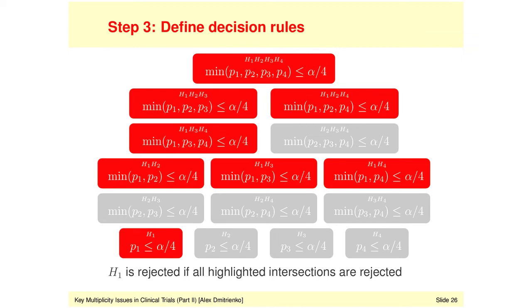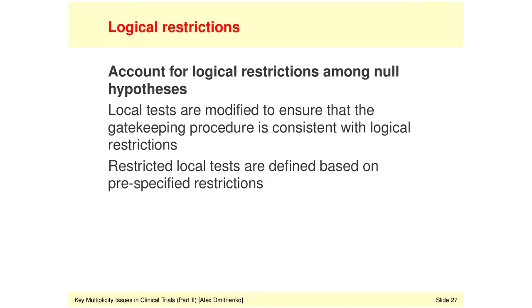They include H1, and the other intersections that do not include H1 are grayed out in this diagram. In this particular case, to be able to formulate a decision rule, a rejection rule for the hypothesis H1, we do not really care about those grayish boxes. We just need to make sure that all of the orange, the highlighted intersection hypotheses, are rejected by the appropriate respective local tests.